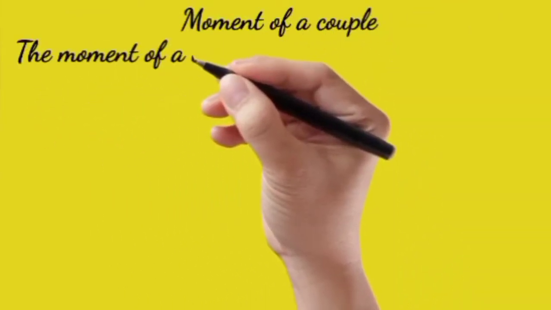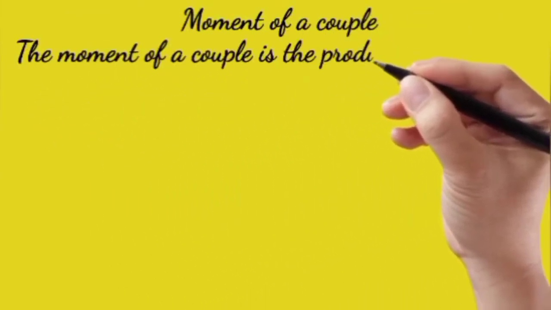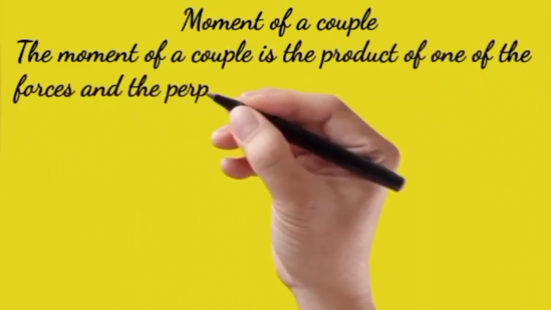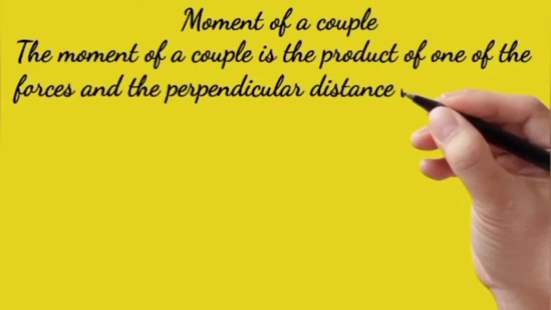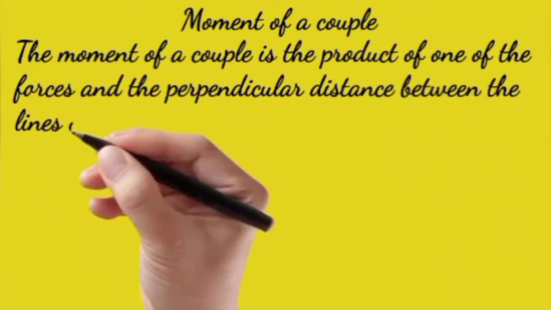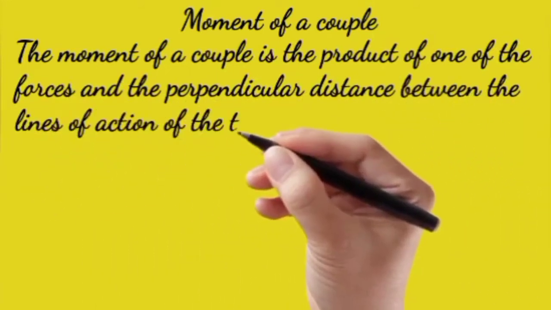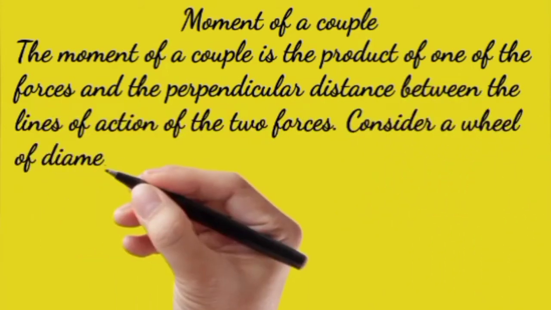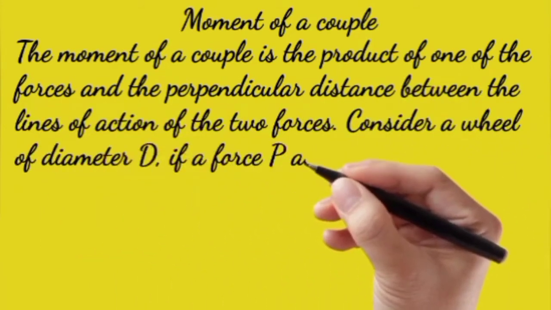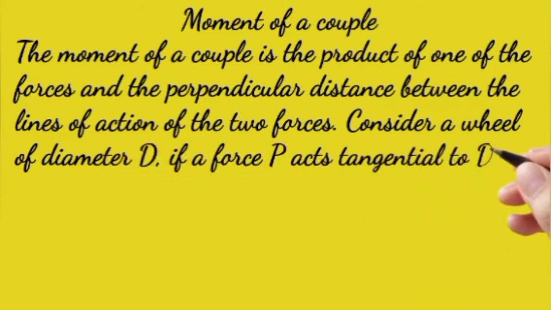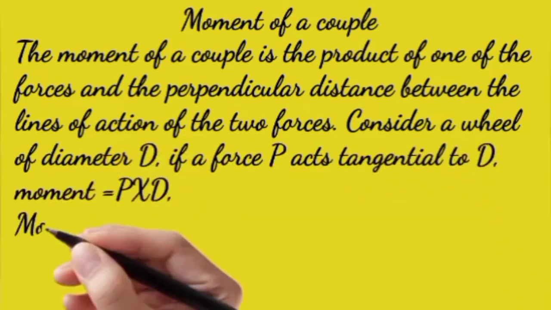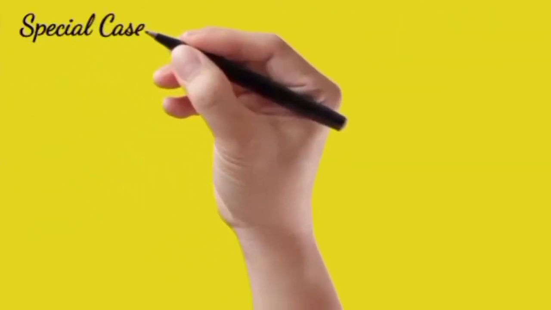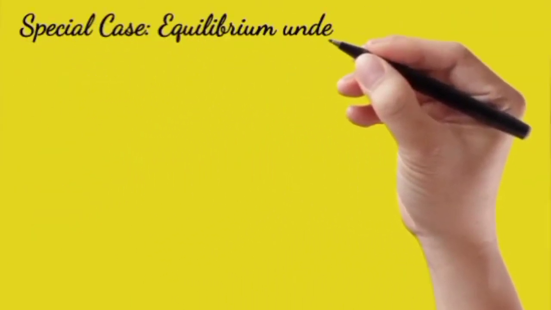Let's look at moment of a couple. The moment of a couple is the product of one of the forces and the perpendicular distance between the lines of action of the two forces. Now consider a wheel of diameter d. If a force P acts tangential to the wheel, then the moment is P times d. Moment is equal to P times 2r, as the diameter is 2r.